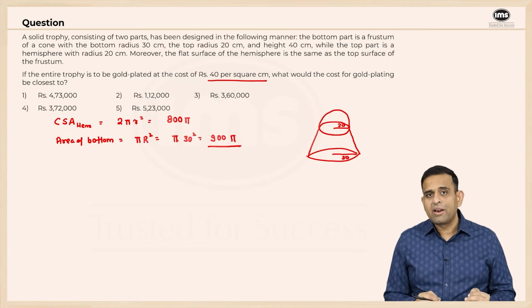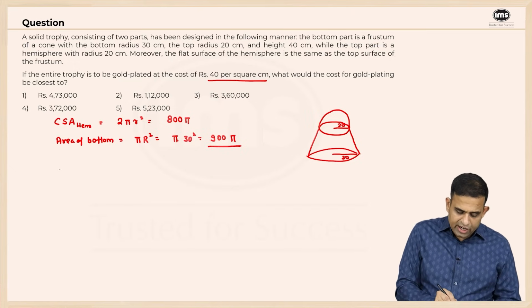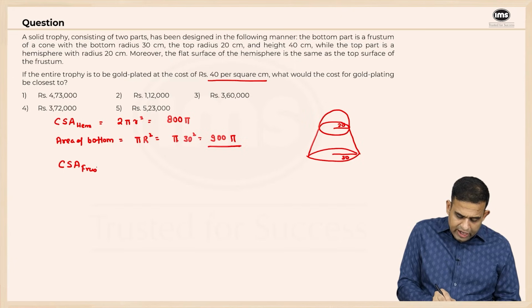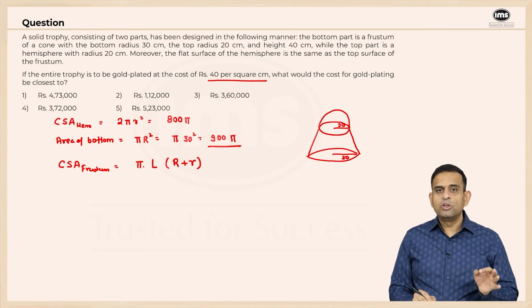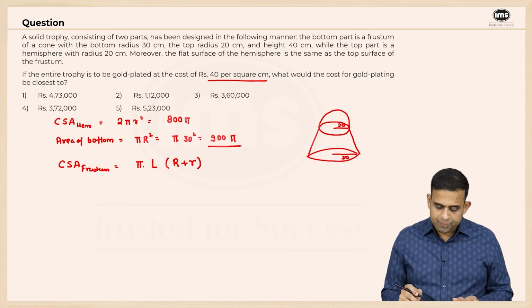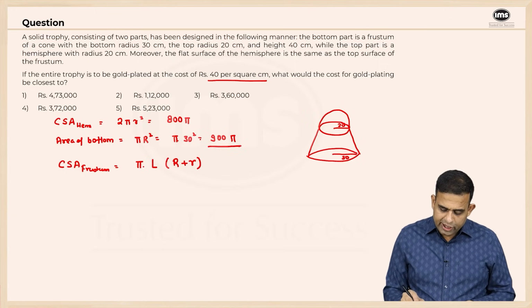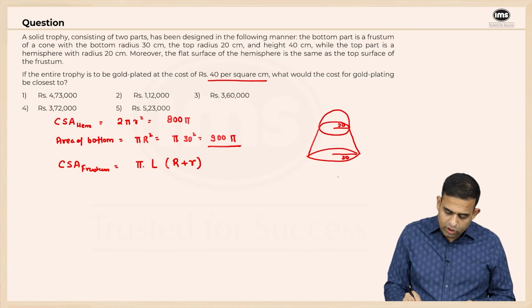The only remaining part right now is to find out the curved surface area of the frustum. And how to find it? The formula is pi times L into capital R plus small r. But the only thing missing right now is the value of capital L. Now, if I tend to construct the entire cone, this will look like similar triangles.